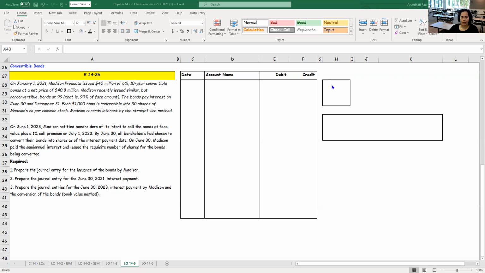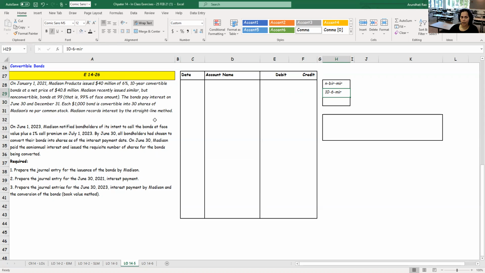So let's start with some basic information over here. Let's identify the life of the bond, that's N, the bond interest rate, and the market interest rate. The life of the bond is 10 years. The bond interest rate is 6%. The market interest rate is not given to us, and we really don't need it because we know the bond issue price, and they're telling us we're using the straight line method of amortization.